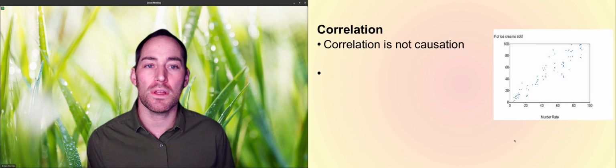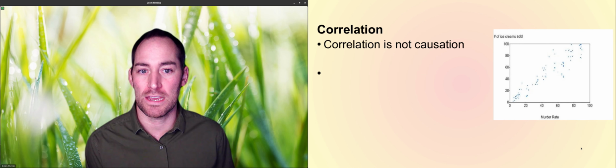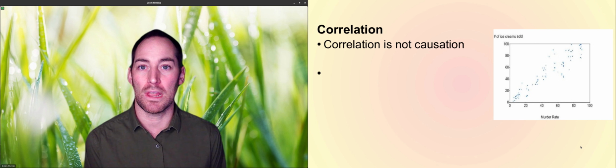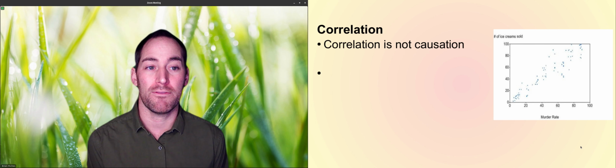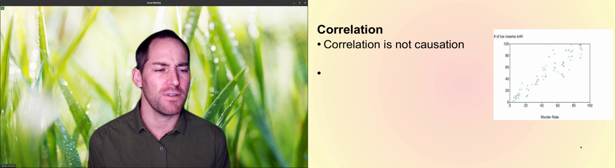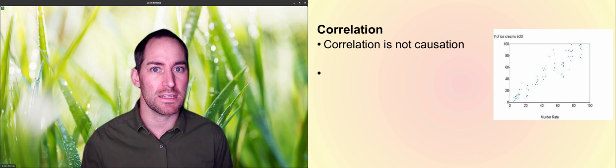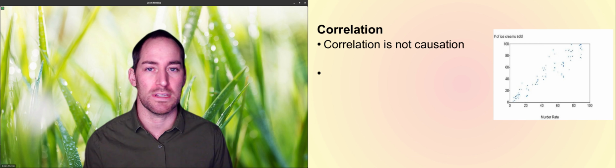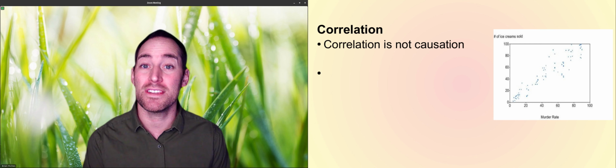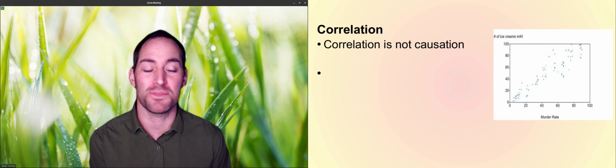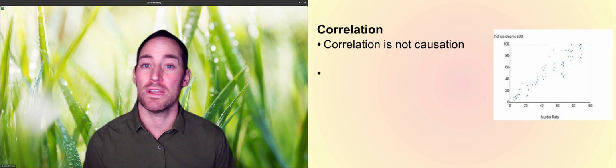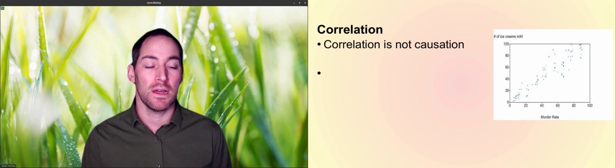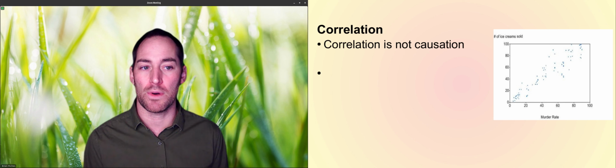So correlation is not causation. This is an interesting correlation that we find. I don't remember if this is the actual data on it. It may just be an example graph that I put these labels on. But this is a study that has been done, looking at whether there is a relationship between the number of ice creams sold and the murder rate?